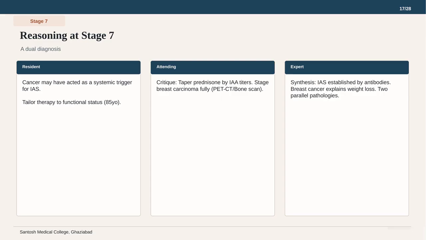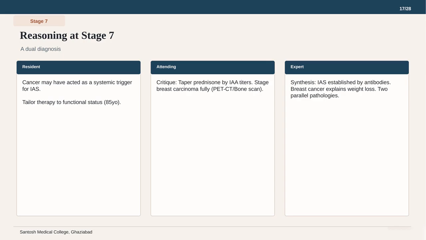The attending in the middle outlines the management plan, recommending a prednisone taper guided by antibody titers while fully staging the breast carcinoma. The expert on the right beautifully ties up the loose ends. The autoimmune syndrome is firmly established by the massive antibody levels, while the breast cancer perfectly explains her previously mysterious weight loss and constitutional decline. We are dealing with two parallel pathologies.